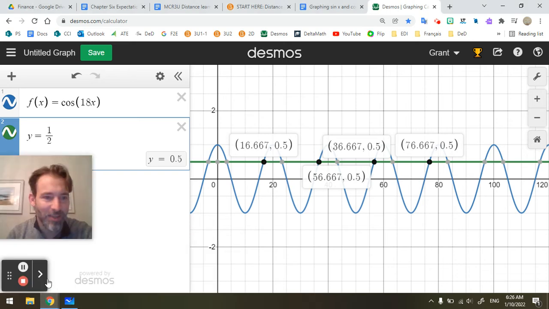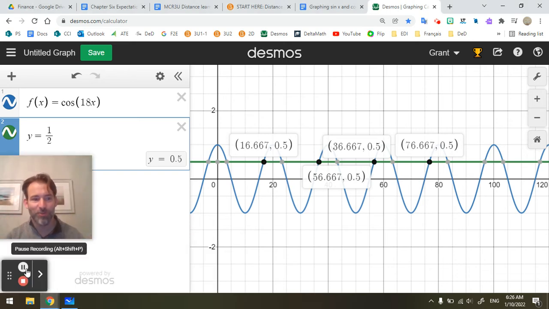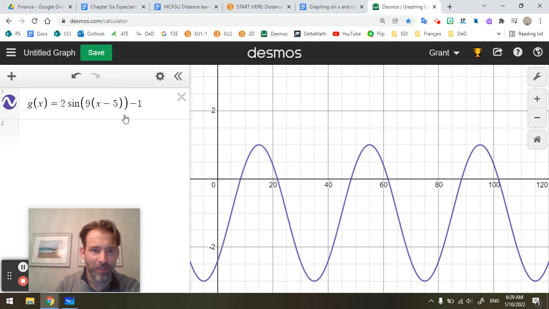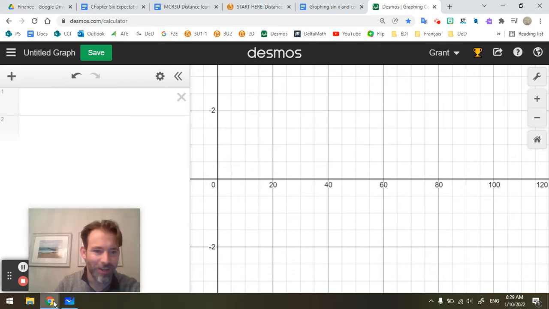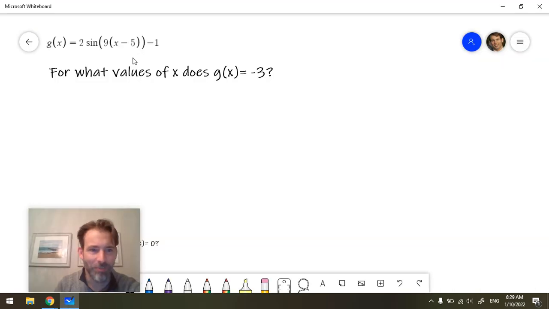All right, now let's take a look at one more example with a fully transformed function that has an a and a c value and a d value as well. So let's type that in together. Let's take a look at this example where we have now g of x is equal to 2 multiplied by sine 9 of x minus 5 minus 1. Notice I'm not using square brackets here because Desmos doesn't like them, so just use round brackets.